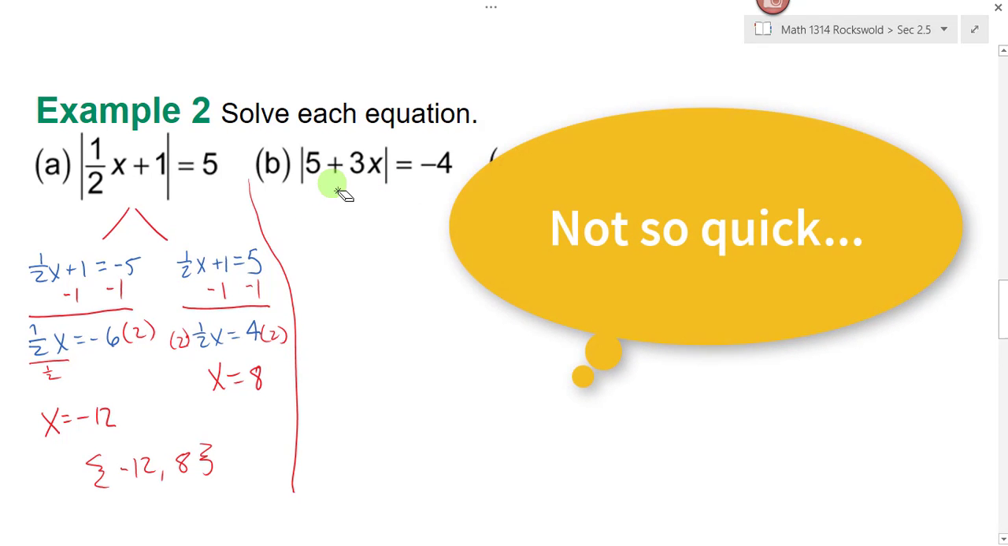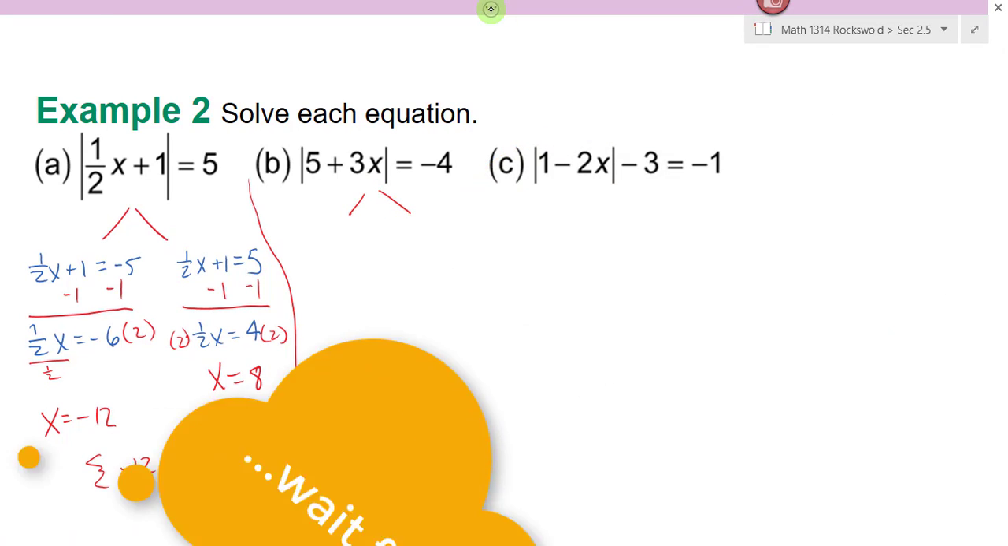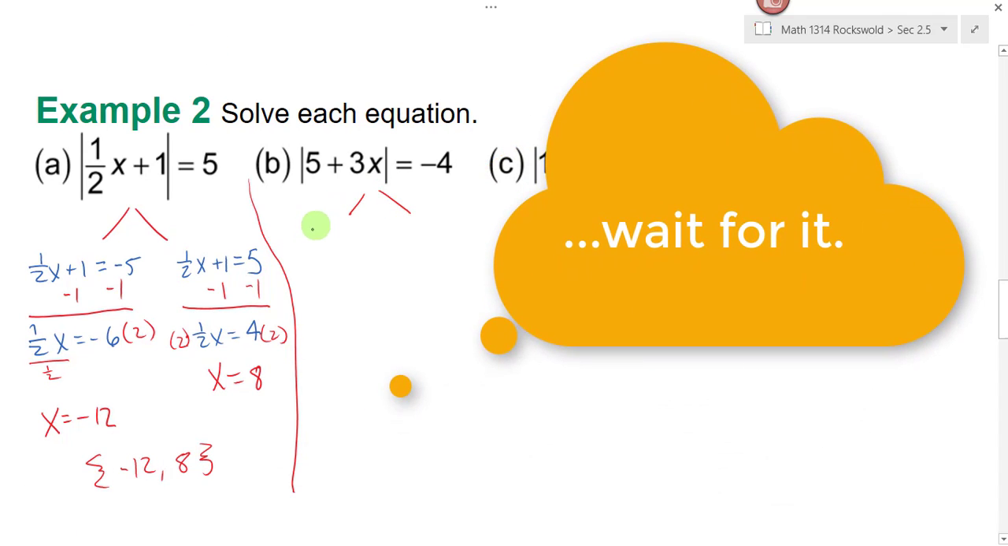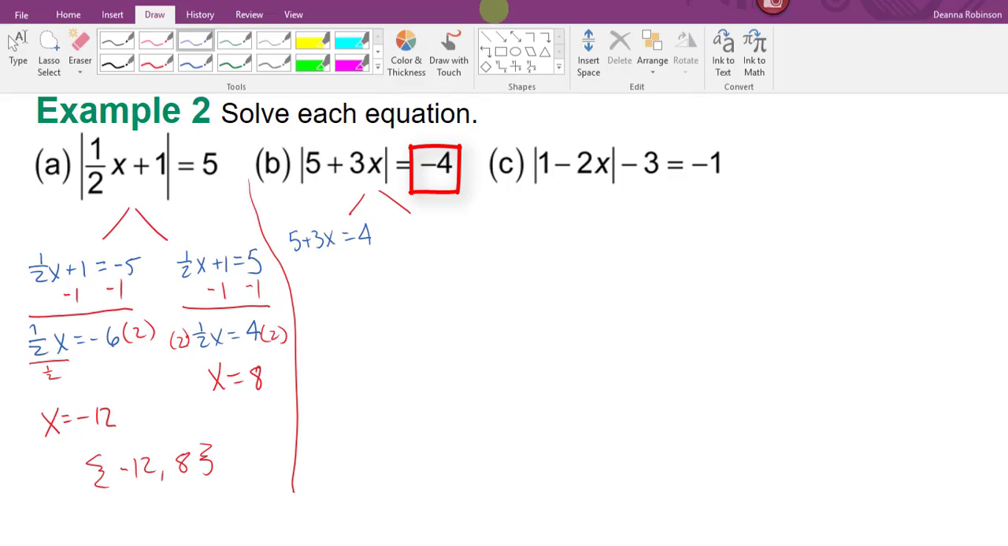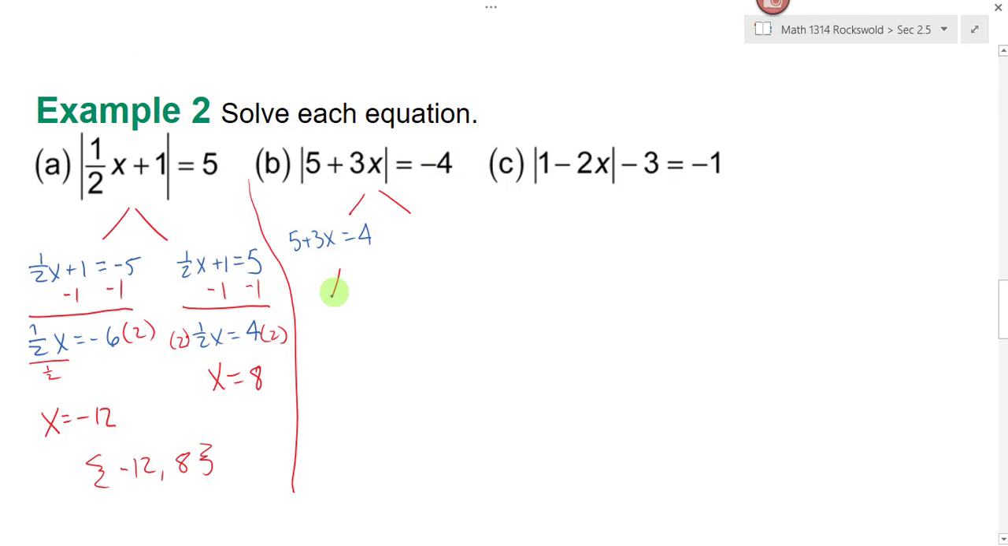On part B, our absolute value is already isolated, so I'm ready to separate this into two equations. What's the first equation going to be? Wait a minute. Are you sure about that? Can an absolute value be equal to a negative number? So immediately you stop and catch yourself and say that there is no solution. An absolute value cannot be equal to a negative number.